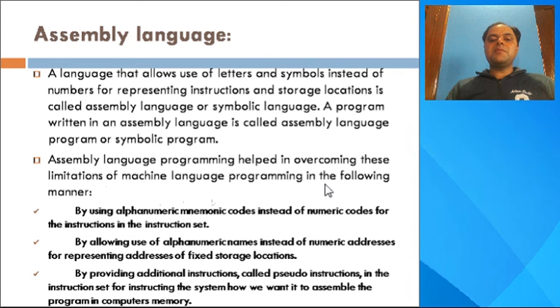Assembly language programs help in overcoming these limitations of machine language programs in the following ways. By using alphanumeric instead of numeric codes for the instructions in the instruction set, we use some characters instead of zeros and ones. By allowing the use of alphanumeric names instead of numeric addresses for representing addresses of fixed storage locations. By providing additional instructions called pseudo instructions in the instruction set for instructing the system how we want it to assemble the program in computer memory.